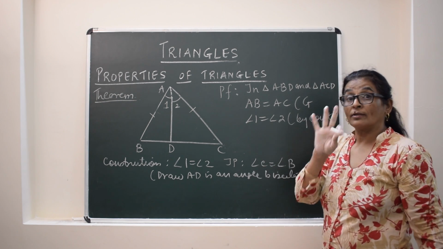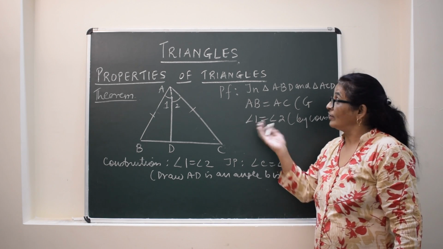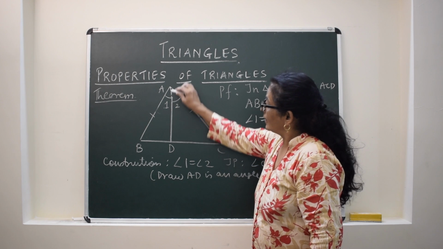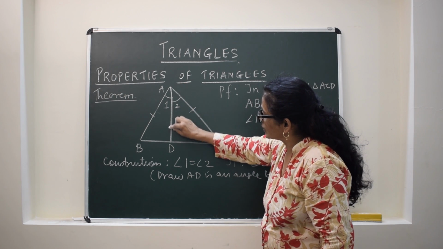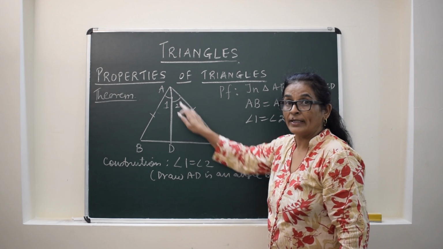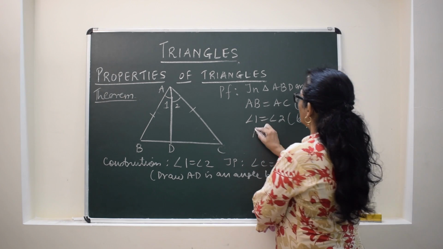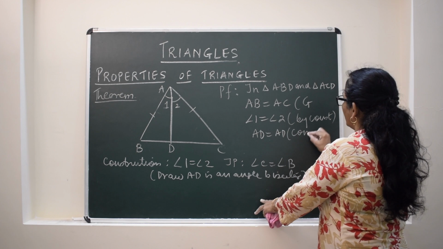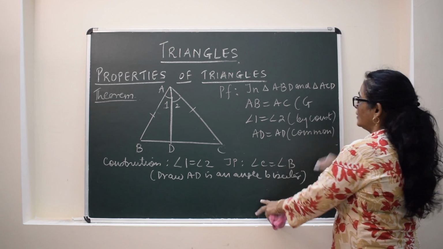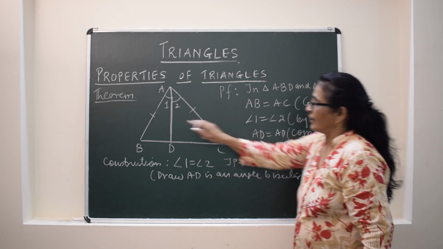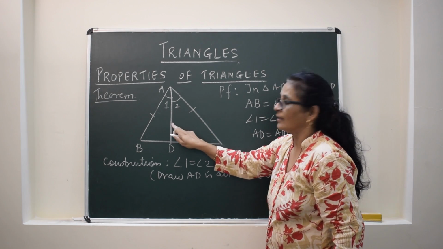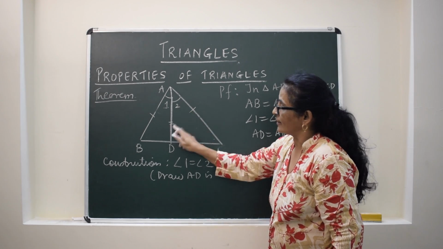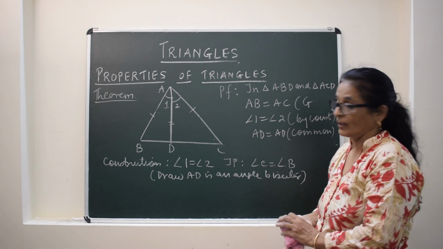Now we have to look for the third part, which is not given, and we have to choose. So, one side, one angle. Now look at this AD, which is common for both. So AD is equal to AD. So the third part is AD is equal to AD, which you can write as common in both the triangles. So by SAS, the two triangles are equal and congruent.